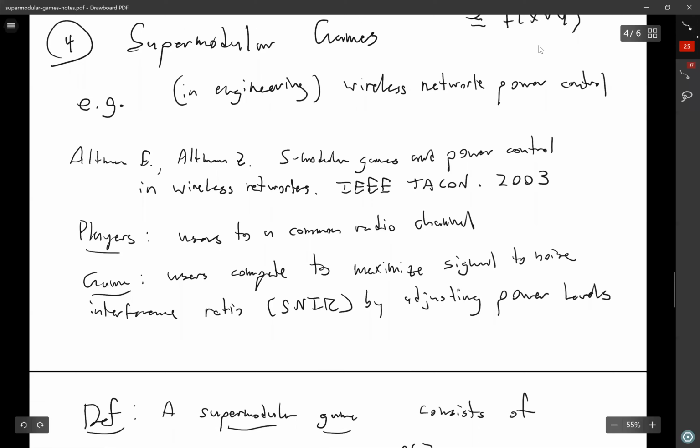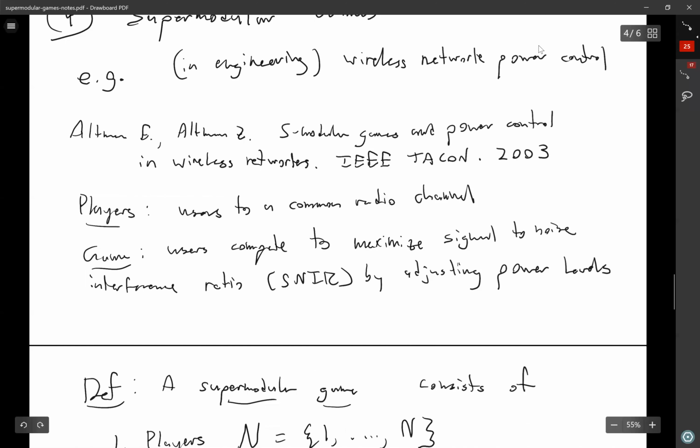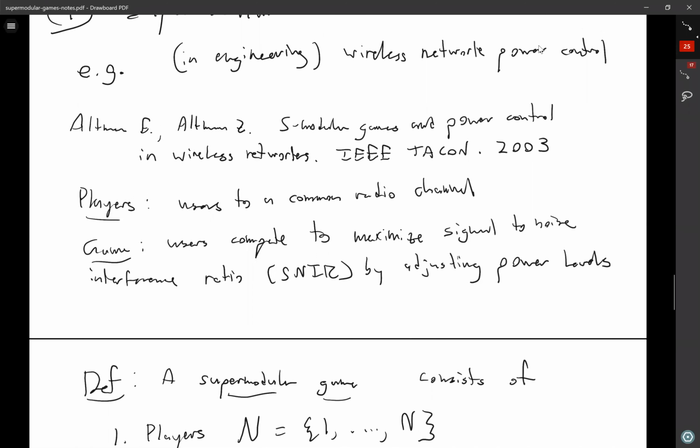And the dial you can turn here for this particular paper is you can adjust the power levels of your transmissions. And of course, there are probably constraints. For example, your power level has to be greater than some threshold in order to successfully transmit. And there are also constraints that you can only generate so much power given the hardware involved in your transmission. But under these constraints, you can pose this as a supermodular game.